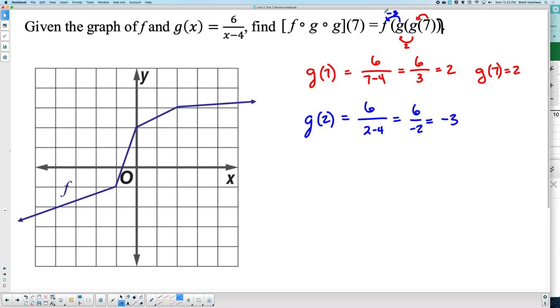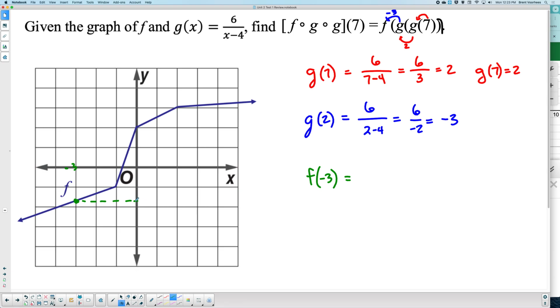What do I do with this negative 3? You plug it into f. That's correct. Negative 3 is going to go into f. So is this an x value or y value? x value. So I look on this graph. Negative 1, negative 2. Here's negative 3 right there. The graph's there. Oh, we're going to have to approximate. We don't have an exact value.